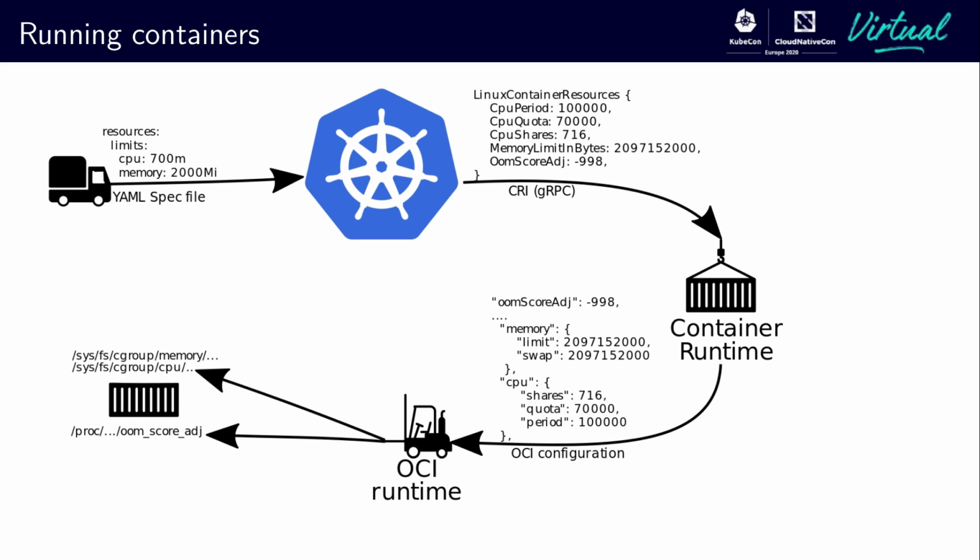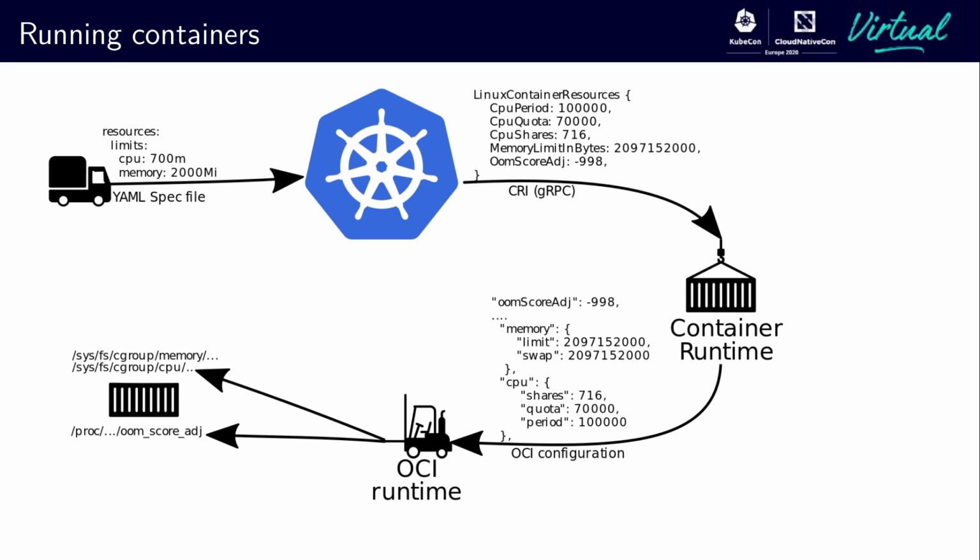Once the pod is scheduled to a node, the kubelet handles the request of creating the pod. The limits that are configured for the pod are passed down to the CRI runtime using gRPC, together with the oom score value that the kubelet calculated. The container runtime, after it sets up the storage and the network for the container, passes down the configuration to the OCI runtime, which is responsible for running and configuring the container cgroup.